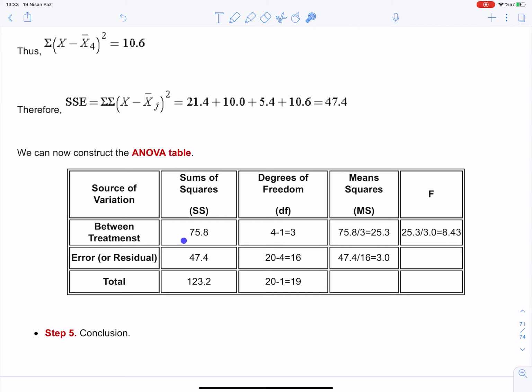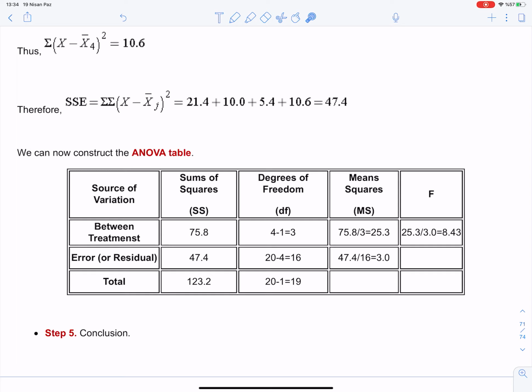This was obtained earlier: the sum of squares of the treatment is 75.8, and the error sum of squares, or the residual sum of squares, is 47.4. For the degrees of freedom, we have four different diet programs, so 4 minus 1. For the error, the whole number of observations is 20, and you subtract the number of groups, which is 20 minus 4, that becomes 16, and this is the total degree of freedom.